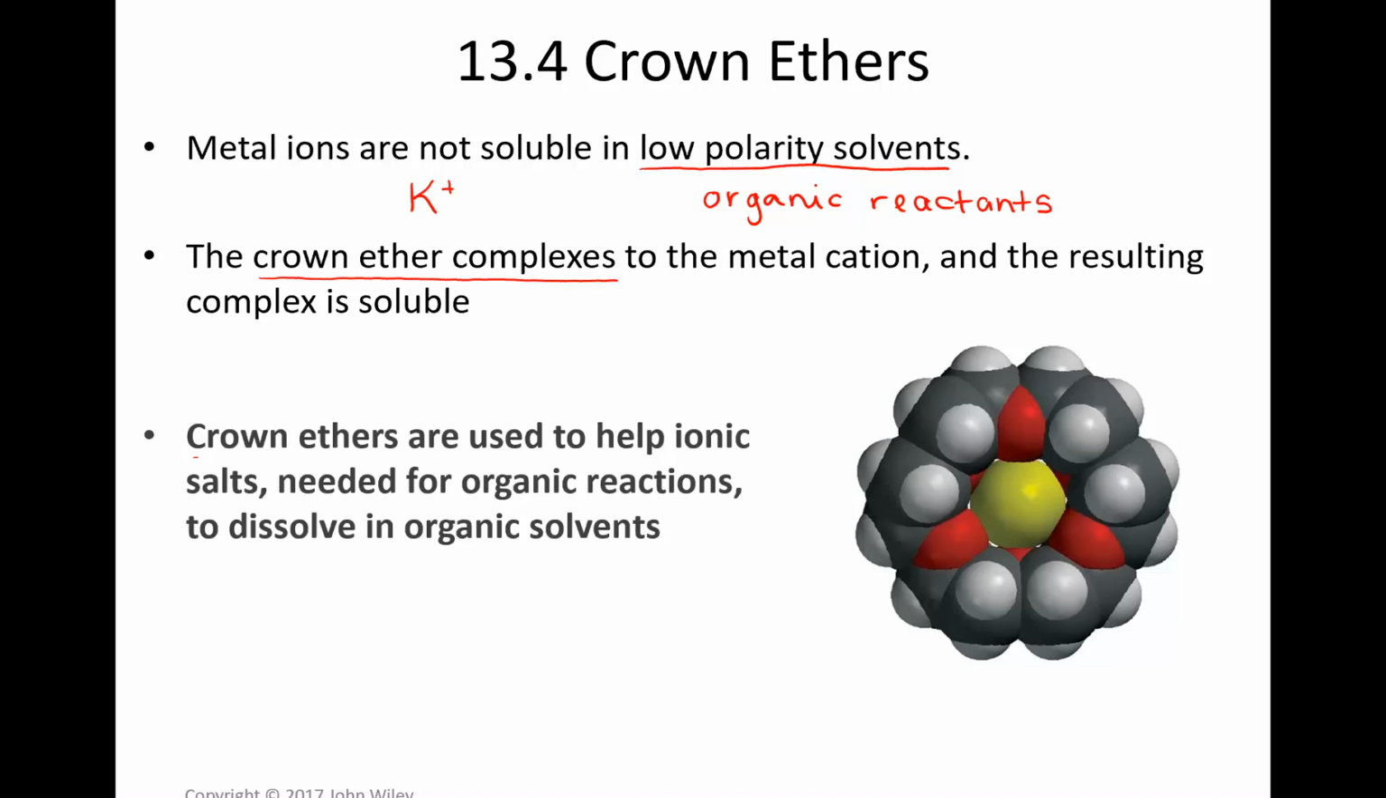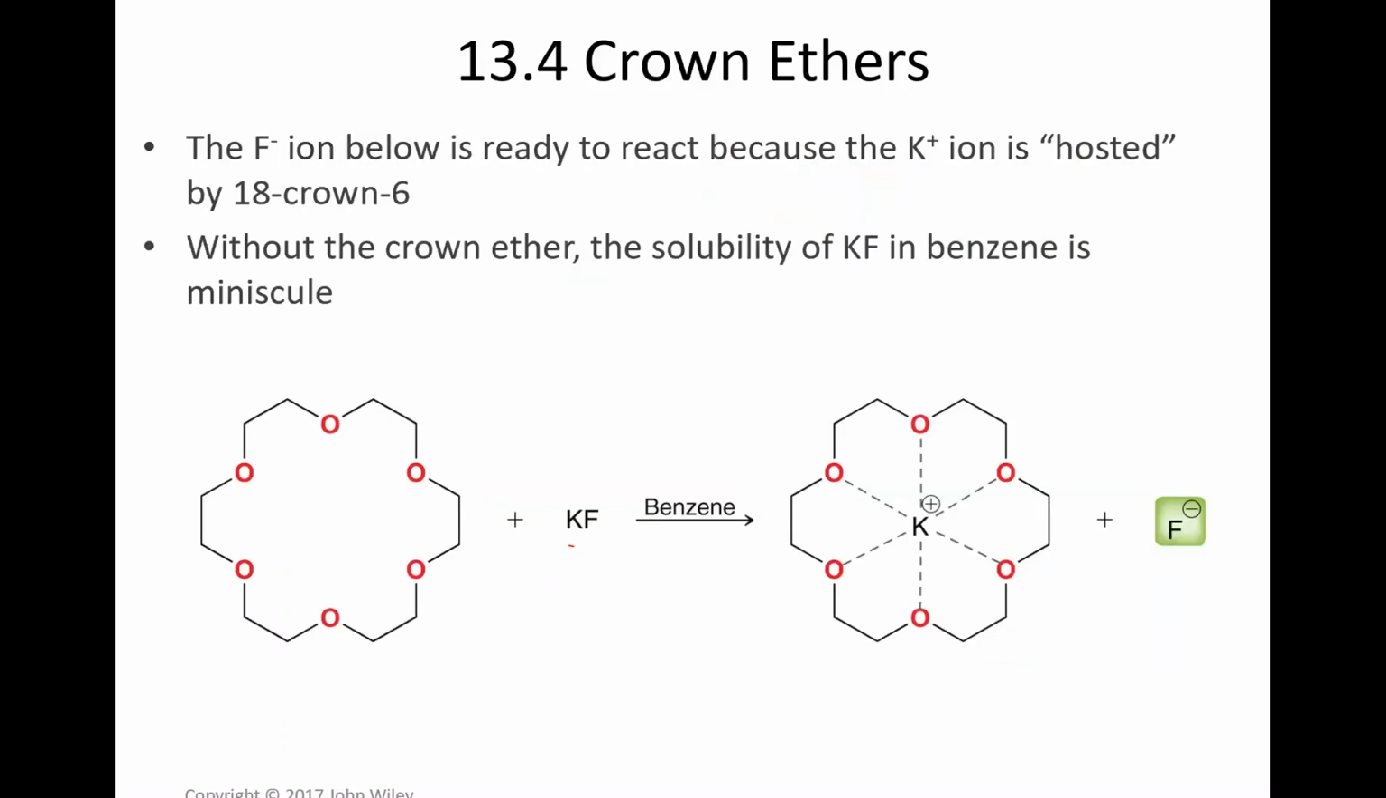So essentially, crown ethers are added to help ionic salts that are sometimes needed for organic reactions dissolve in different lower polarity organic solvents. For example, we might try to add potassium fluoride to a reaction because we would like to have fluoride act as a nucleophile. But the problem is if we use benzene, which might otherwise be a great solvent, potassium fluoride will not be very soluble in benzene unless you add in the crown ether.